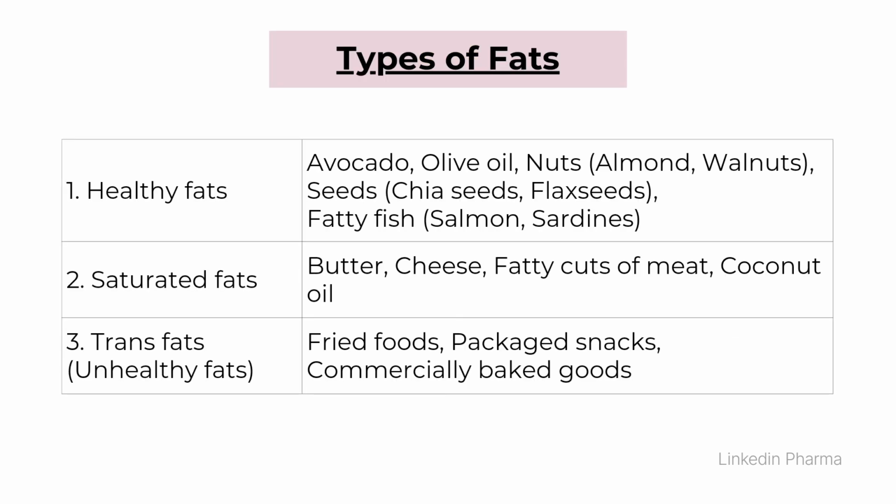Types of fats. 1. Healthy fats: avocado, olive oil, nuts, almonds, walnuts, seeds, chia seeds, flax seeds, fatty fish, salmon, sardines. 2. Saturated fats: butter, cheese, fatty cuts of meat, coconut oil. 3. Trans fats, unhealthy fats: fried foods, packaged snacks, commercially baked goods.